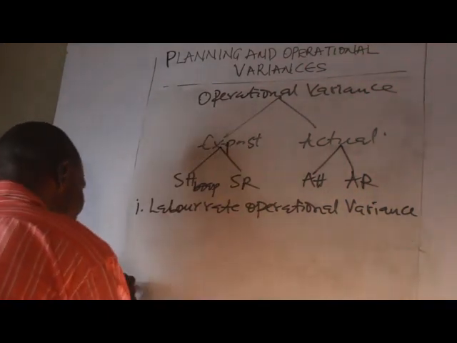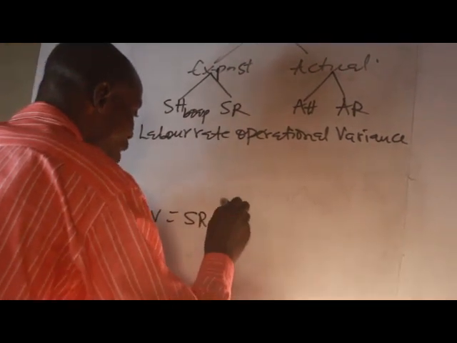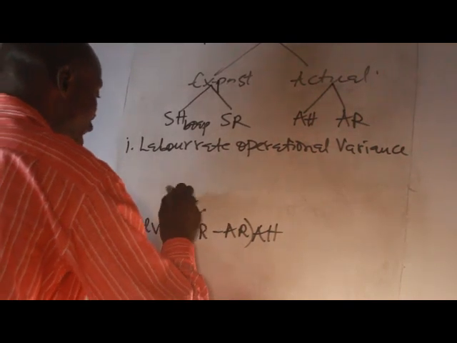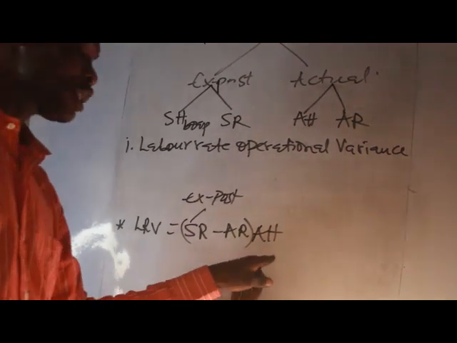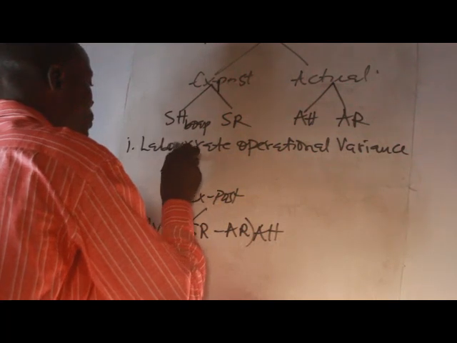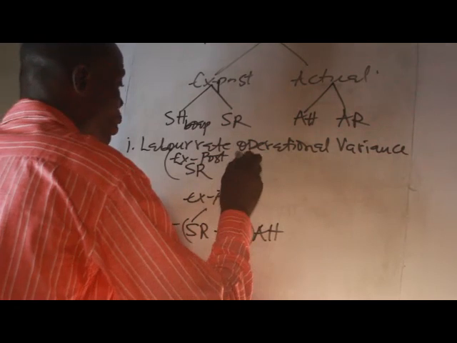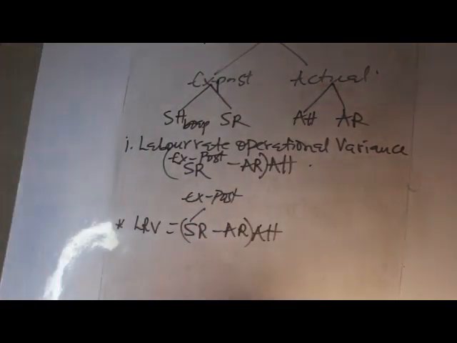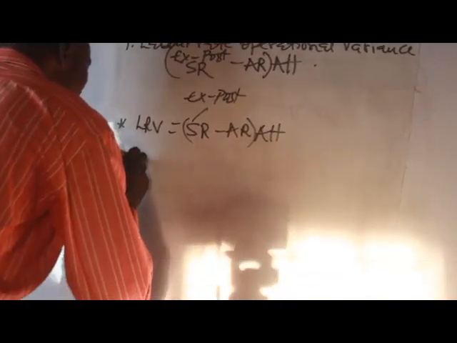Under the basic or traditional variance, we say labor rate variance is standard rate minus actual rate multiplied by actual hours. This standard rate becomes ex post standard rate. Actual rate will remain. Actual hour will remain. So we have the formula as ex post standard rate minus actual rate multiplied by actual hours worked.